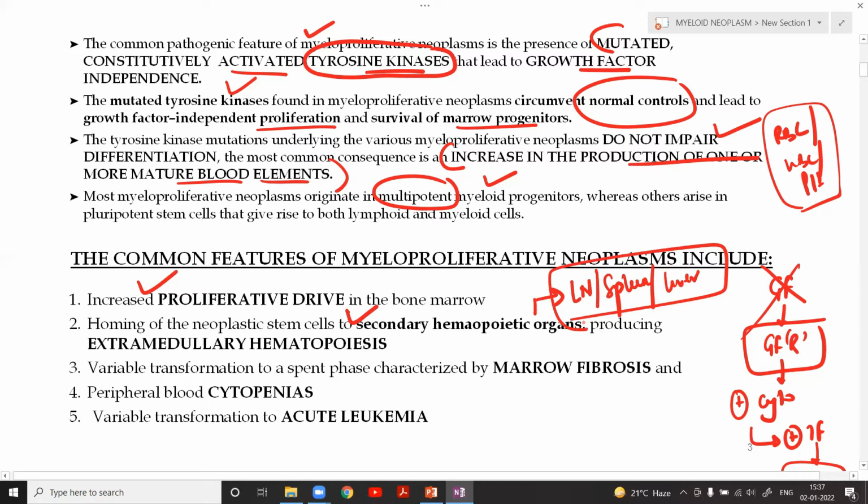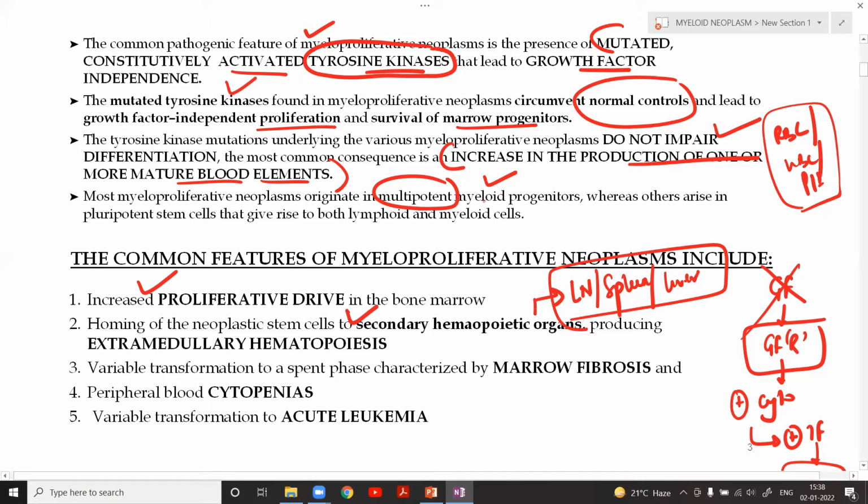Any kind of myeloproliferative syndrome, if you see, they will present with extramedullary hematopoiesis. So there will be enlargement of the lymph node, spleen, and the liver. So they produce hepatosplenomegaly. Is this point crystal clear to everyone? Yes, so always you should palpate such patients for hepatosplenomegaly.